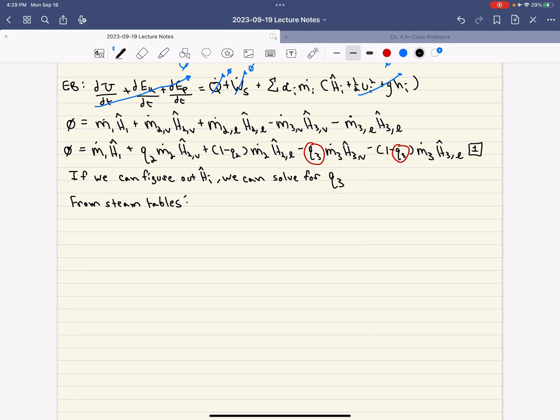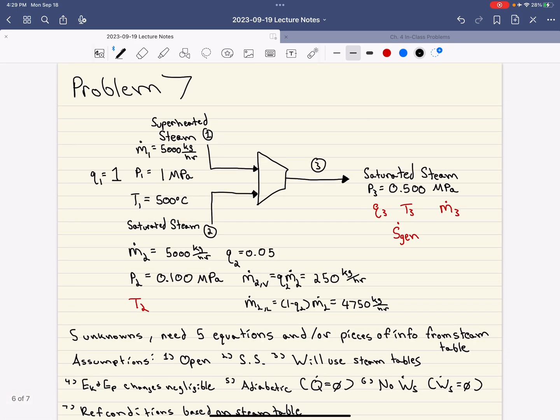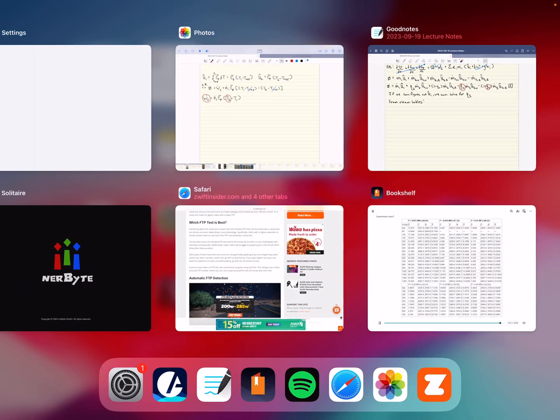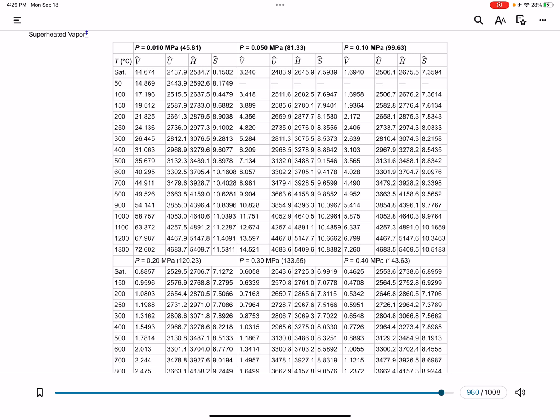So to solve for the mass quality and temperature of the outlet stream, we're going to use the steam tables. Okay? And so, just to remind ourselves, we know the pressures and temperatures of each of the streams, or we at least know the pressures here. And we're also told if they're superheated or saturated. Okay? And so let's start with stream 1. We're told it's a superheated steam at a temperature of 500 degrees Celsius and 1 megapascal.